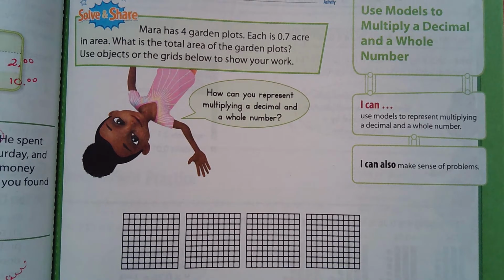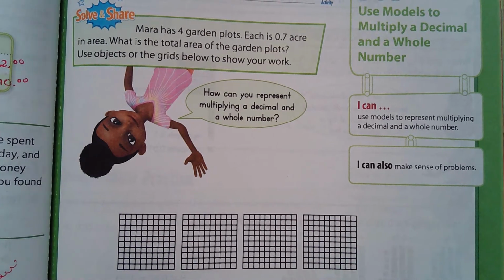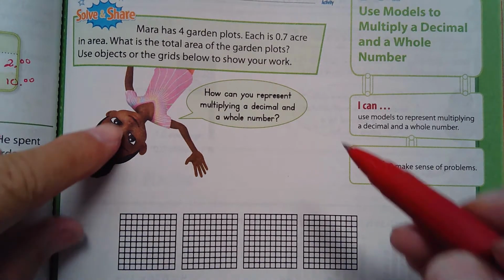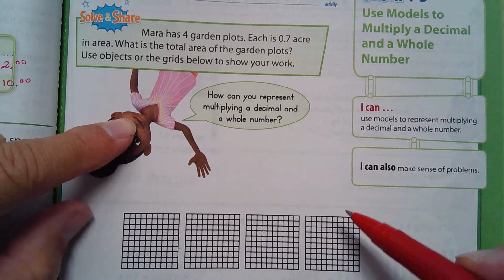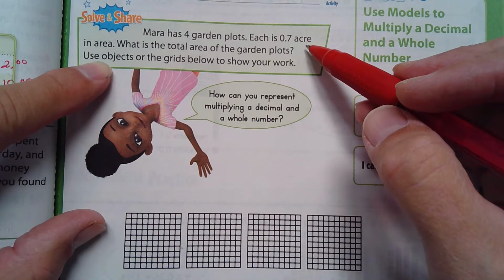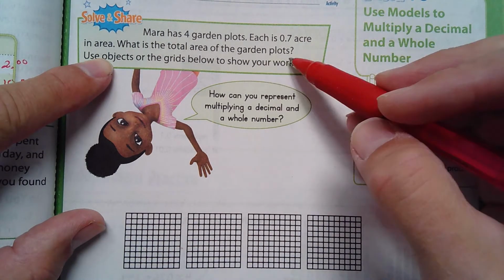Okay, fifth graders, 4.3. Let's do it. Actually, this one you won't have to do a lot of, but let's take a look here. It says Maria has 4 garden plots, 1, 2, 3, 4, and each is 0.7 of an acre in area. What is the total area of the garden plots?